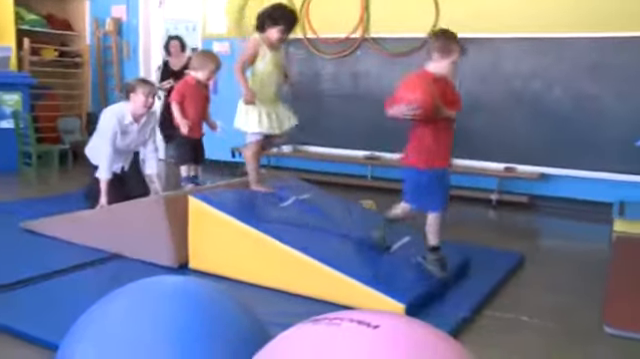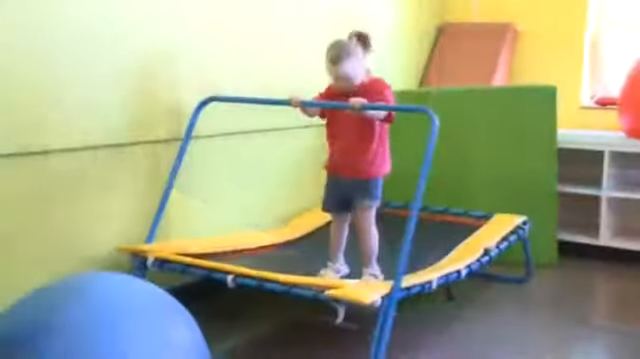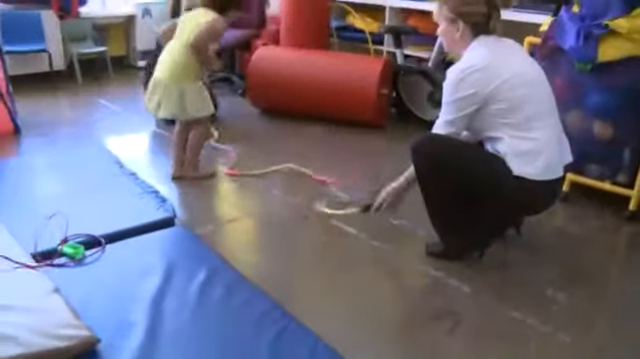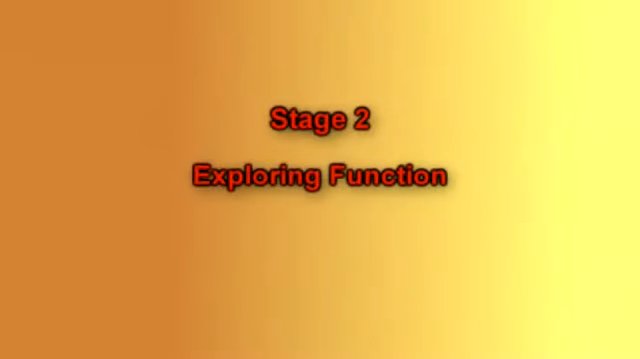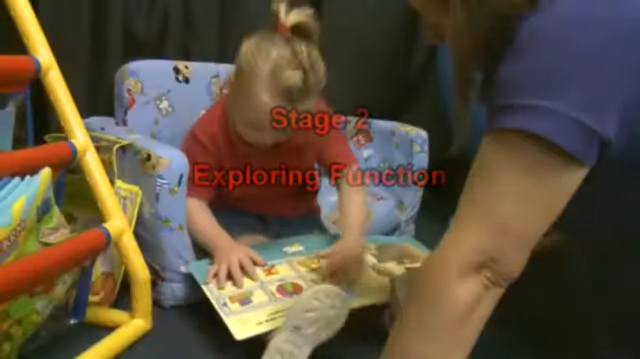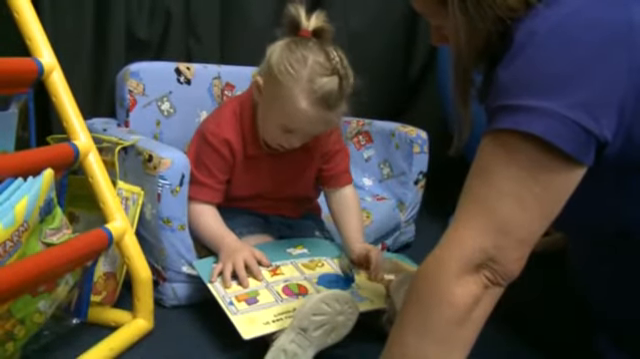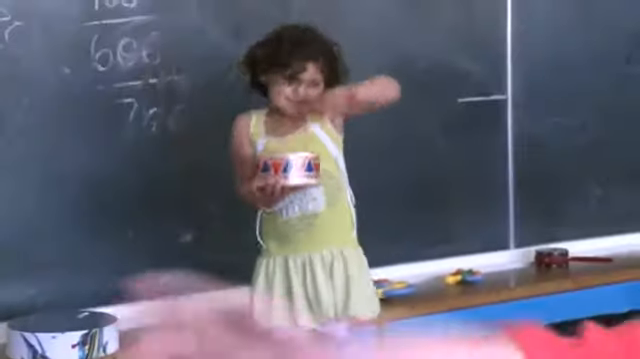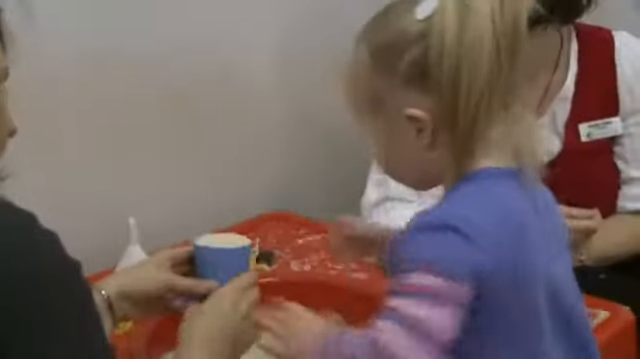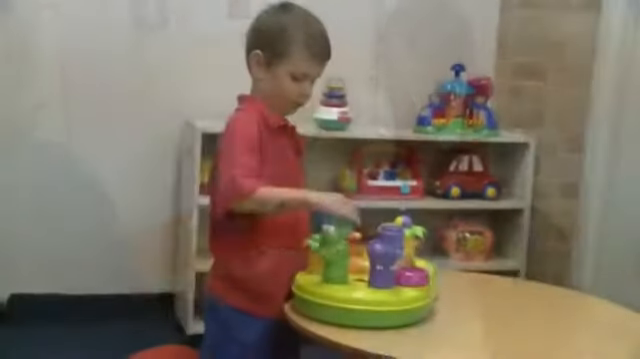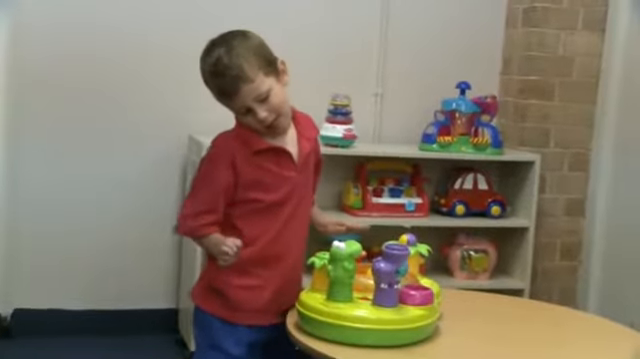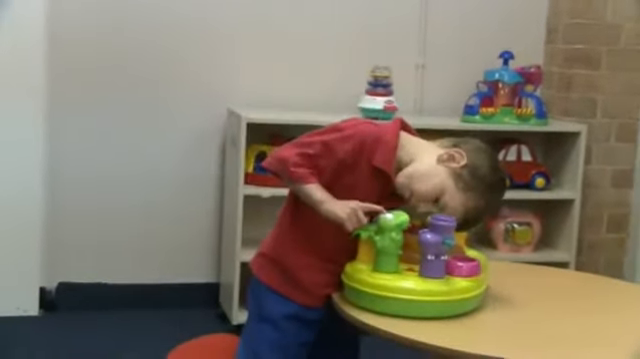Children enjoy many physical activities, including walking, running, jumping, and crawling. In this next stage, children like to investigate how things work. They may do this by banging things together or tipping out the contents of containers or just pushing a button to see what happens. In this stage, children love to answer the question, how does this work? Or what happens if I do this?